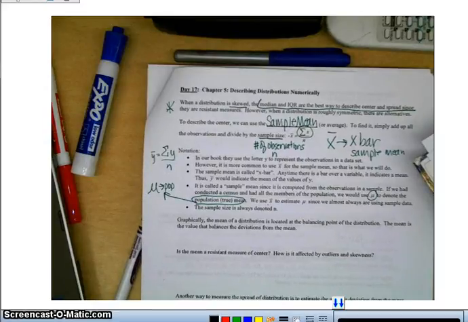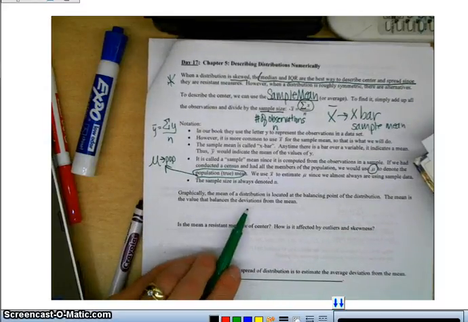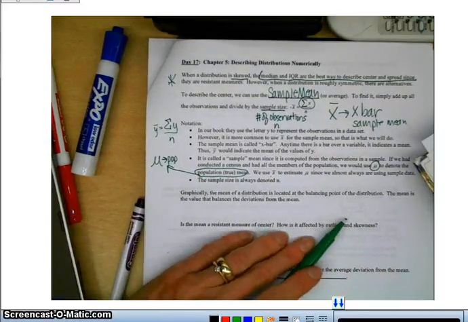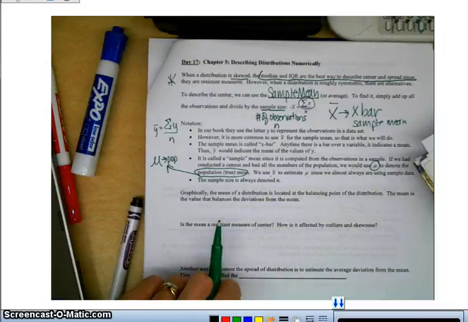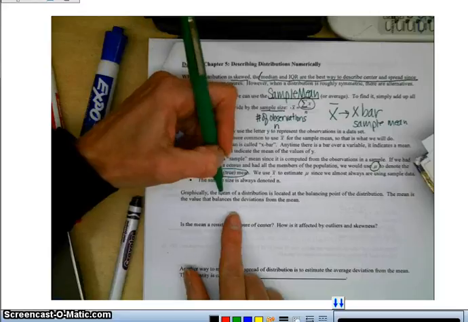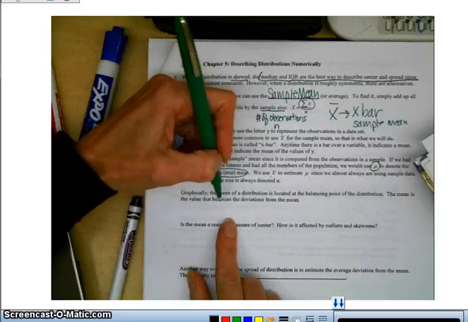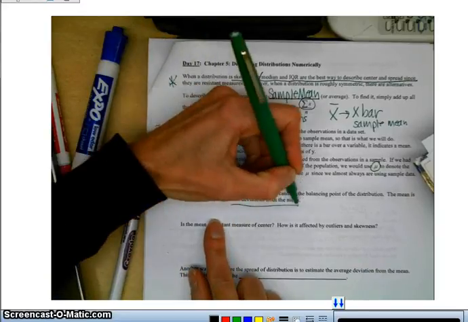All right, it says graphically, the mean of a distribution is located at the balancing point of the distribution. Remember we talked about the balancing point of the distribution? Whether it's a dot plot or a histogram or even a stem and leaf plot, putting your finger along a place and balancing the graph? Yeah. Okay, that's the balancing point. The mean represents the balancing point of a distribution, okay? And the mean balances the deviations from the mean.